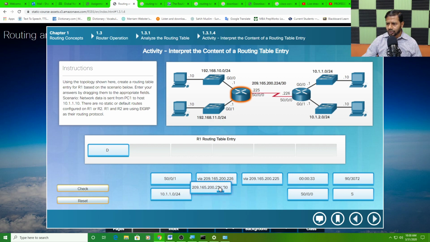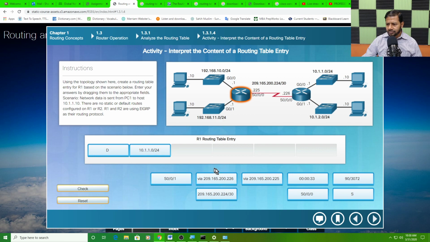Right here, 209. Okay, and let's use this one, the remote network, 10.1.1.0. That's the destination address. That's a faraway network. That's not directly connected. If it's directly connected, then it's something else.